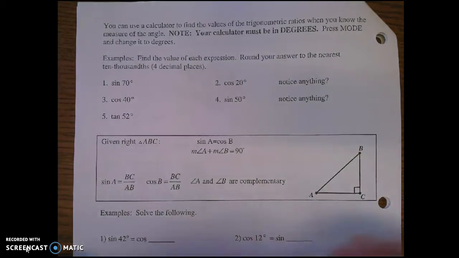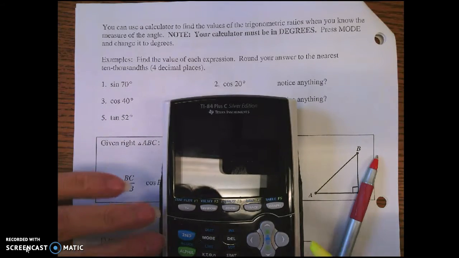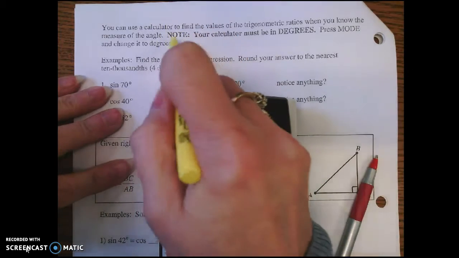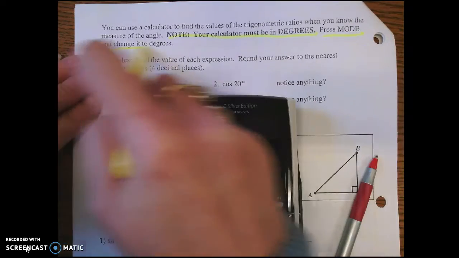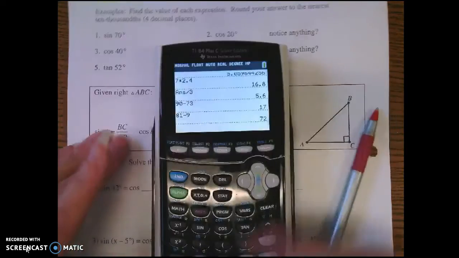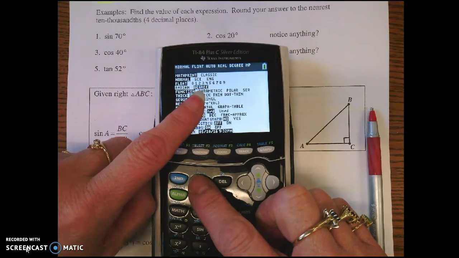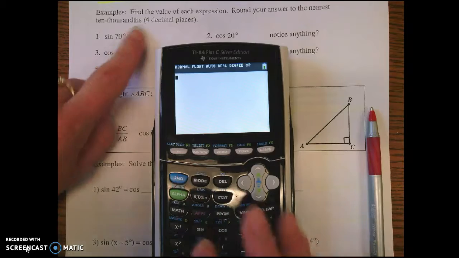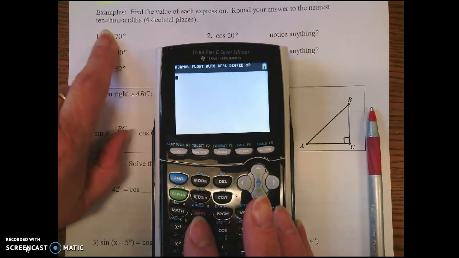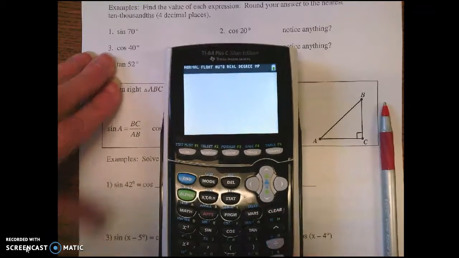Like I mentioned, all these values for sine, cosine, and tangent are programmed into your graphing calculator. But again, every day you grab a calculator, you need to put it in degrees. You need to press mode and change it to degrees. Like I said, once it is in degrees, it'll stay in degrees unless somebody changed it back or the calculator has been reset. Okay, so find the value of each expression, round your answer to the nearest 10 thousandths, which is 4 decimal places. In trigonometry, we usually go out 4 decimal places.